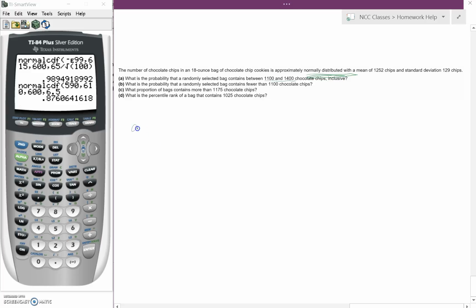So first thing we're going to do is draw a picture, and we're going to label the mean 1,252. The lower value that we're looking for is 1,100. The upper value that we are looking for is 1,400. And we're looking for the probability, so we're looking for the area under the curve between those two values. So we're looking for this shaded region here.